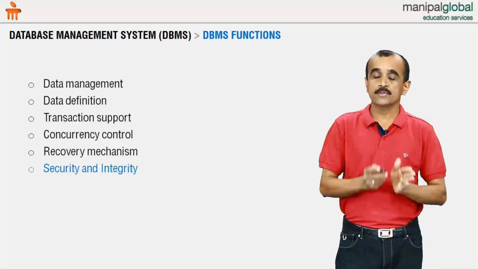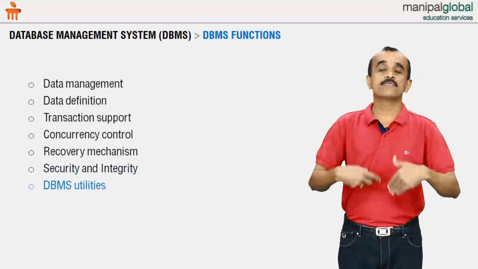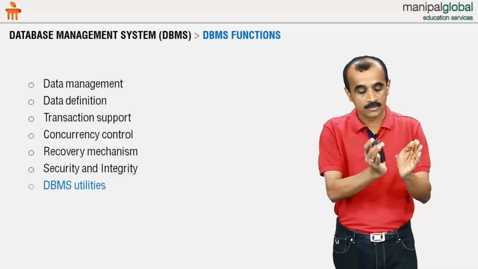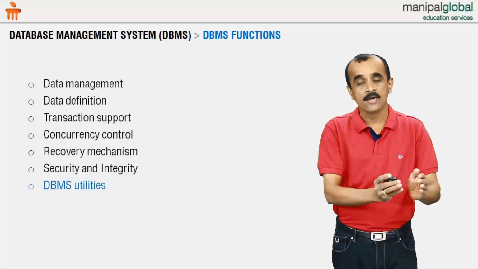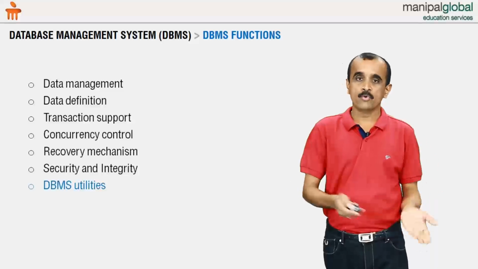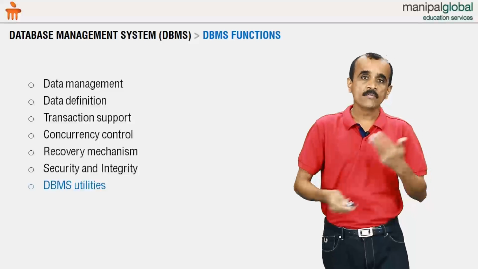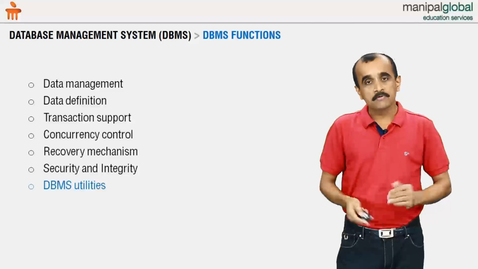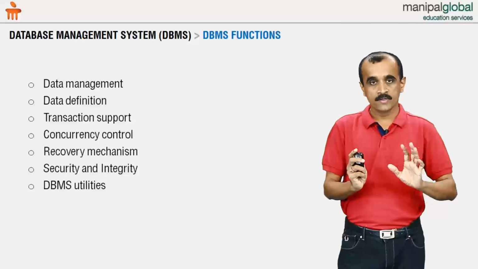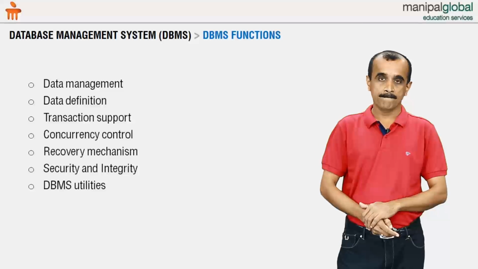So the DBMS will ensure appropriate security and integrity of data, and it also provides different utilities. For example, if I have a database on one system and want to export it to some other machine, the DBMS provides various utilities to export as well as import in different formats. So these are some of the functions of a typical DBMS. When I say a set of software is a DBMS, it should provide all these functions.